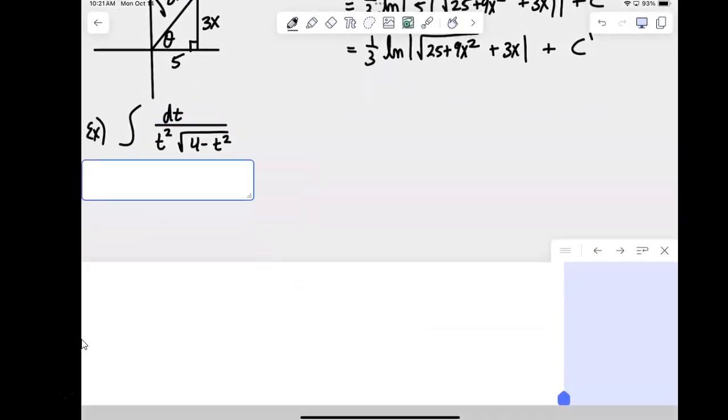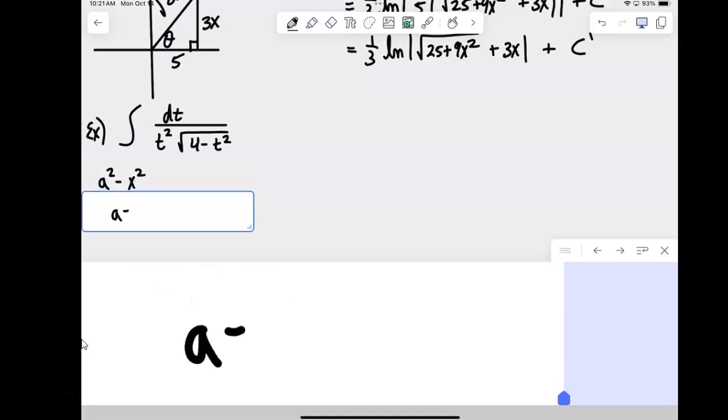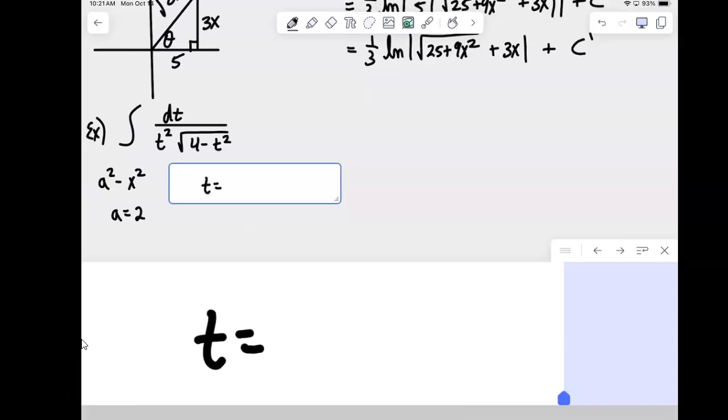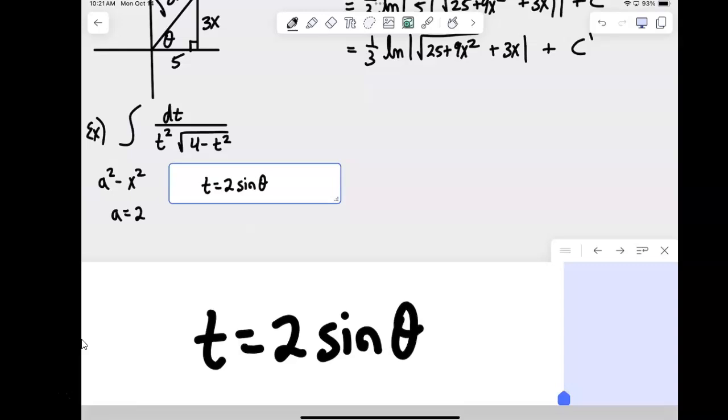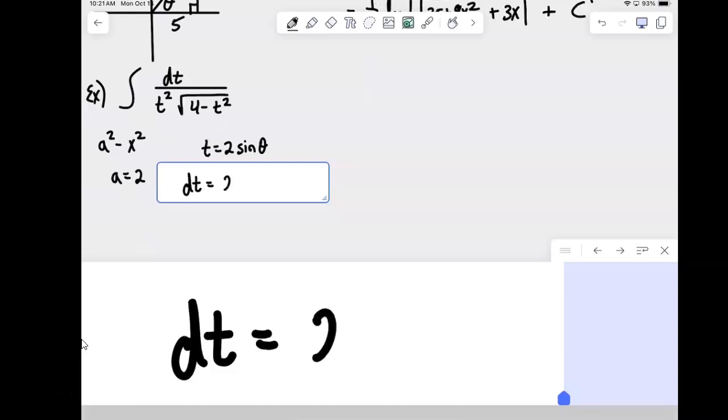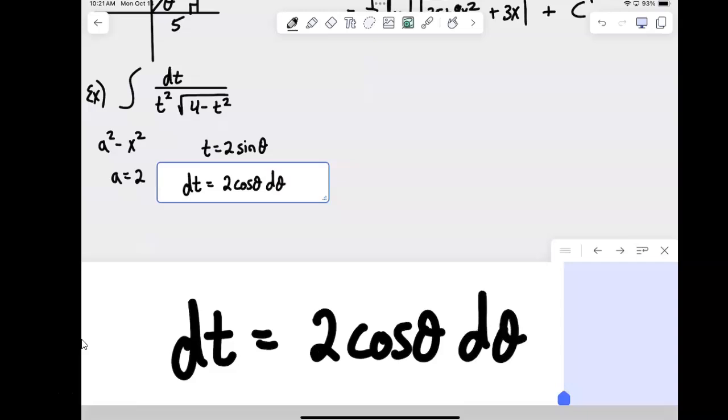But we know we're once again dealing with a sine substitution. That's the first thing we want to recognize. Here a is equal to 2. Okay, so we use the substitution t equals 2 sine theta. And then we differentiate. dt equals the derivative of 2 sine theta, which will be 2 cosine theta d theta.